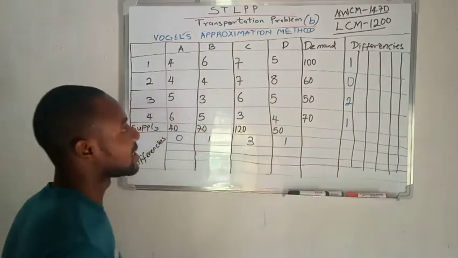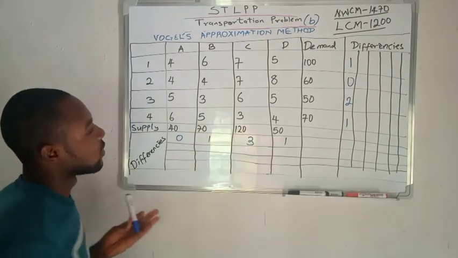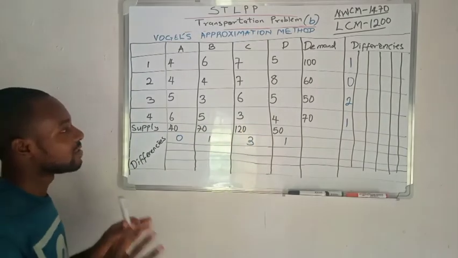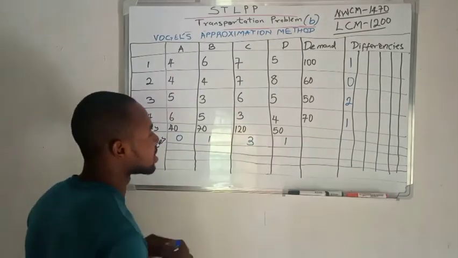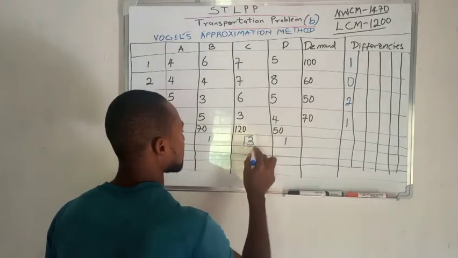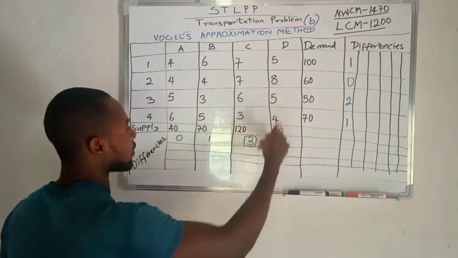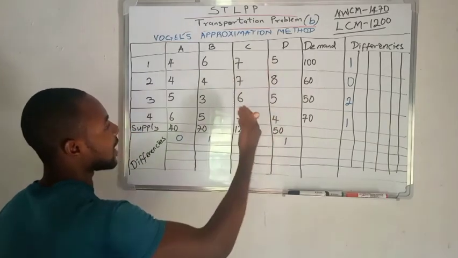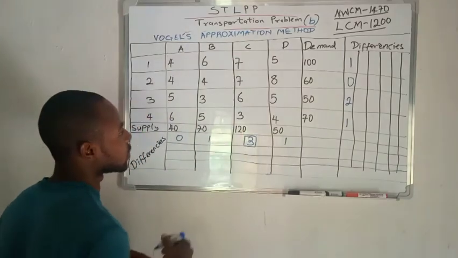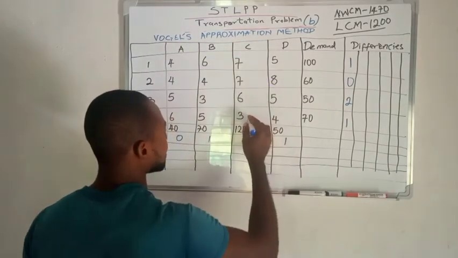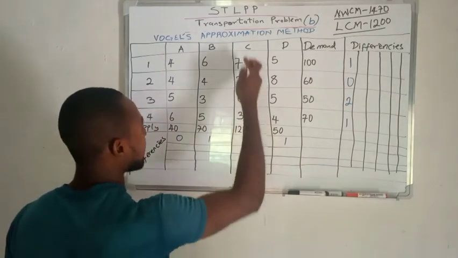So after getting our differences through the rows and the columns, we check for the biggest difference, and the biggest out of them is 3. So we pick this 3, and because we got it from the column, we go through that column and check for the smallest cost in that column, and the smallest cost in this column is 3. So we first satisfy whatever we have there.